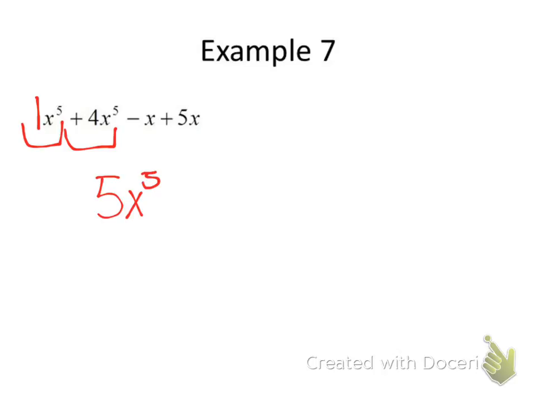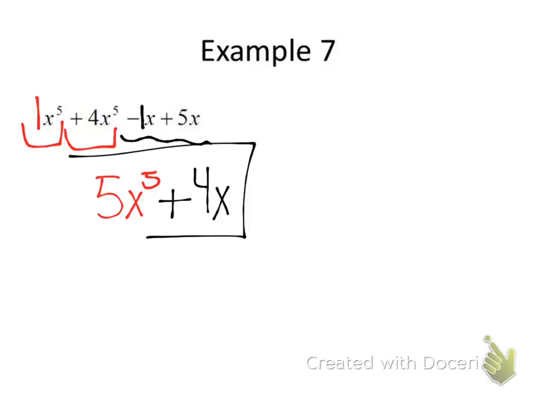X to the first goes with x to the first. So what is negative 1x plus 5x? 4x. So plus 4x. Very good. What are your questions? That's it. What else? We good?